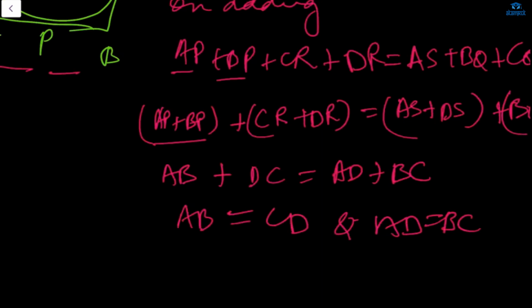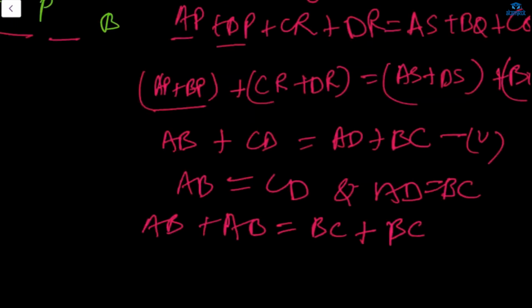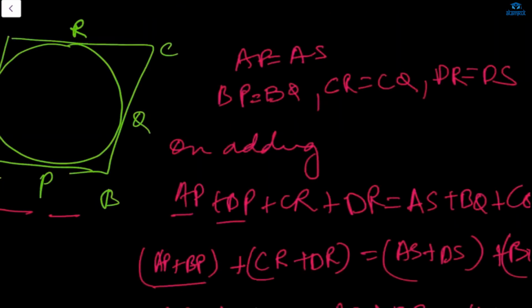Now from this we can apply it in the equation. Name this equation the fifth, and applying this in equation number five, we can write AB instead of CD. Either you write BC or CD, it is the same, but to avoid confusion I am writing AB only. So it will be equal to BC plus BC, that is, 2AB is equal to 2BC. The 2 will be cancelled, so AB is equal to BC.